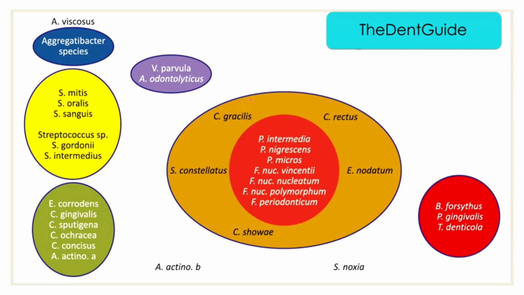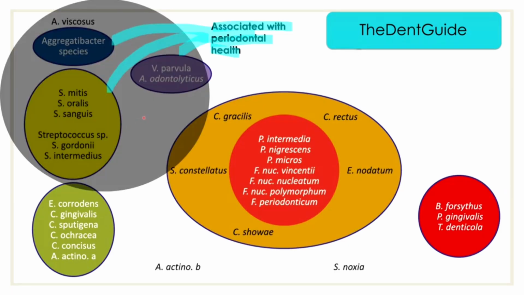The orange complex contains Campylobacter rectus, Eubacterium nodatum, Fusobacterium nucleatum, Prevotella intermedia, and Prevotella nigrescens. The red complex involves P. gingivalis, Tannerella forsythia, which was previously called Bacteroides forsythus, and Treponema denticola.